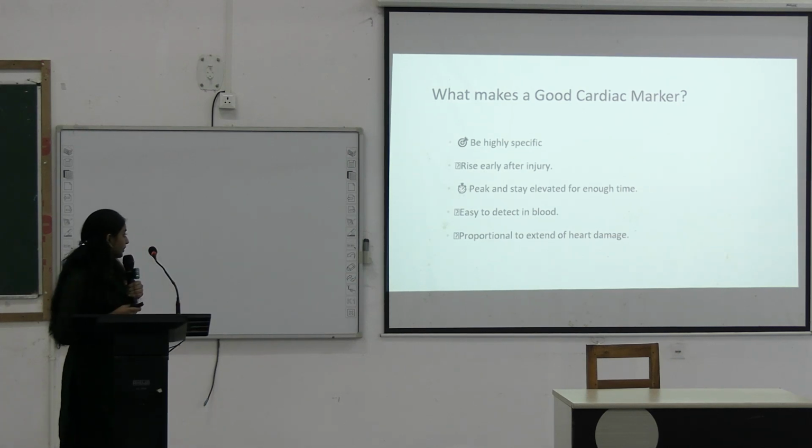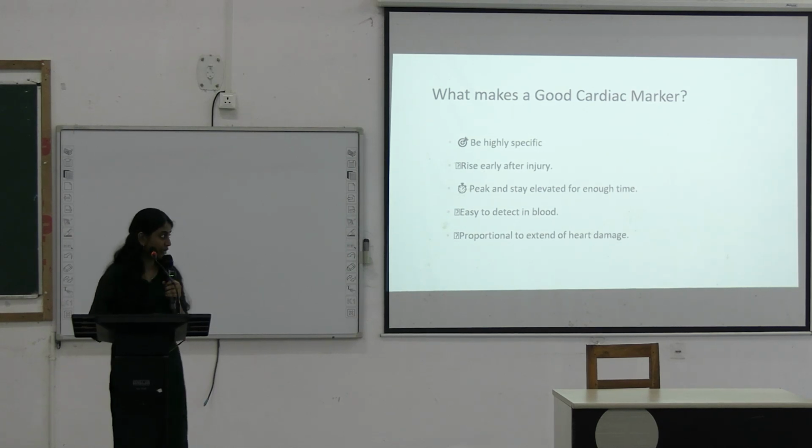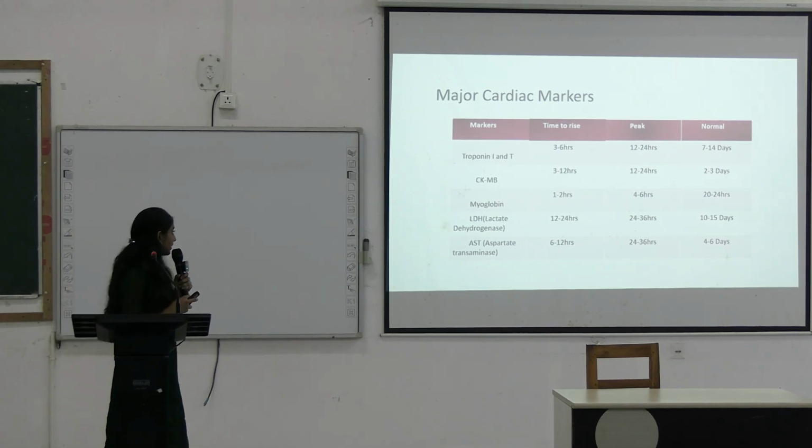It should be proportional to the extent of heart damage. It means that the higher the level of the cardiac marker found in the circulation, the more severe is the injury. Later on, we have this table for cardiac markers, the major cardiac markers.